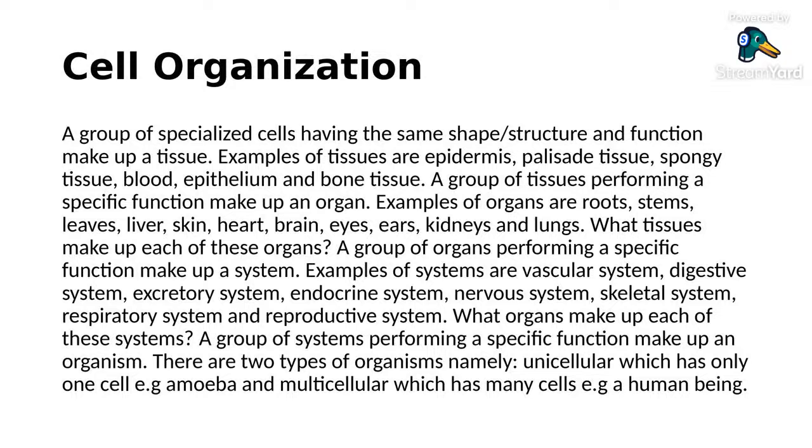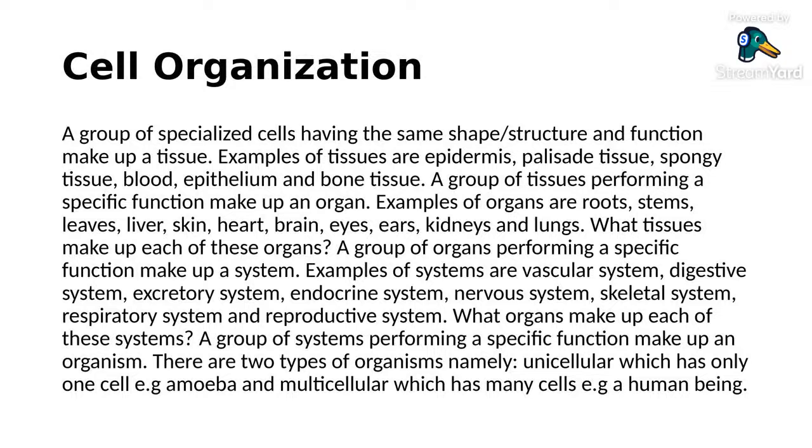So basically, when it comes to cell organization, it just talks about how cells are organized to form an organism. So we're seeing that a group of cells will form a tissue, and then a group of tissues will form organs. Then a group of organs will form a system, and then a group of systems will form what? An organism.